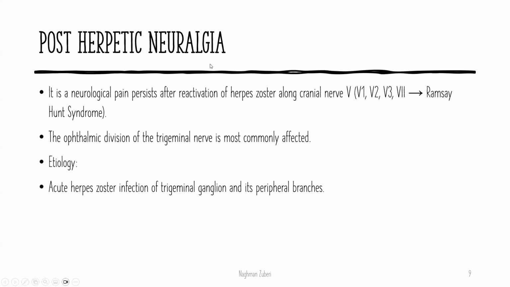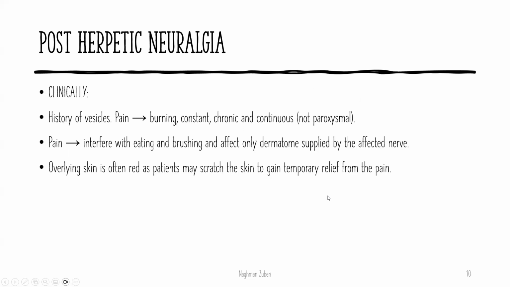Post-herpetic neuralgia is a neurological pain which persists after reactivation of the herpes zoster along cranial nerve 5, that is trigeminal, so any of the divisions, ophthalmic, maxillary, or mandibular, or the seventh cranial nerve, that is the facial nerve. In that case, we call it Ramsay-Hunt syndrome. The ophthalmic division of the trigeminal nerve is most commonly affected. And we know the etiology: acute herpes zoster infection of the trigeminal ganglion and its peripheral branches.